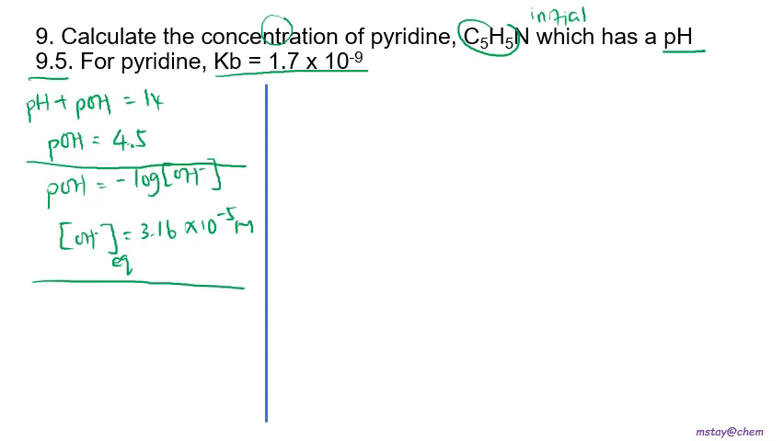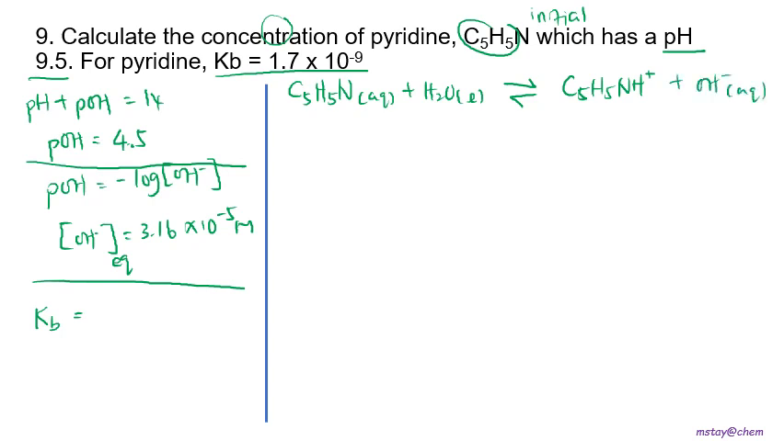Now we have the Kb value, so we are able to write the Kb expression. If you have no idea how to write the Kb expression, you need to write the dissociation equation: C5H5N plus H2O (liquid) dissociates to produce C5H5NH plus. Normally, when we want to gain the proton, we gain it next to the hydrogen. So C5H5NH+ and OH-.